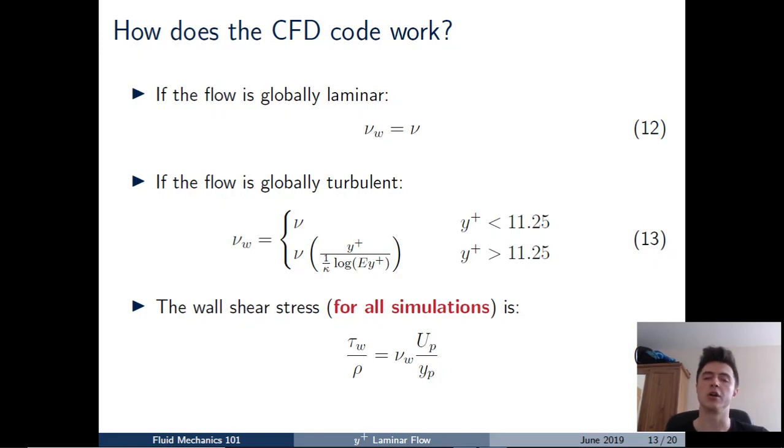Of course, if our cell is in the log law or turbulent regions, we're going to be using a modified value of that near wall kinematic viscosity to ensure that the product and the overall wall shear stress is correct. So hopefully in this slide, I've spelled out very clearly exactly the different treatments that the CFD code will use.